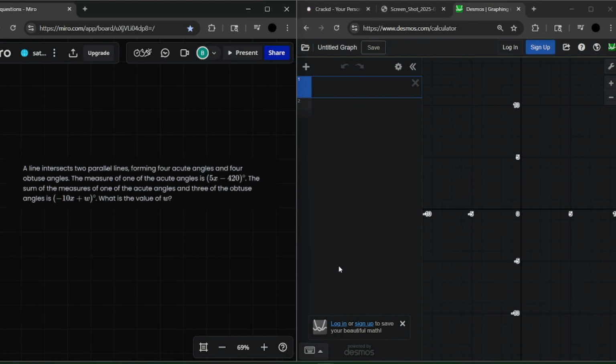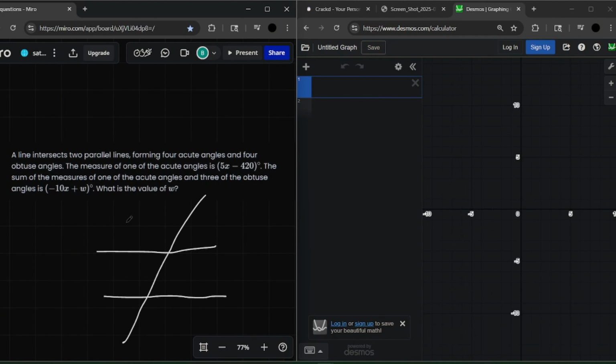Let's do some really hard SAT math questions. So, a line intersects two parallel lines, forming four acute angles and four obtuse angles. That just means it's two parallel lines, and then the transversal cuts through these two, right? And the measure of one of these acute angles is 5x minus 420.